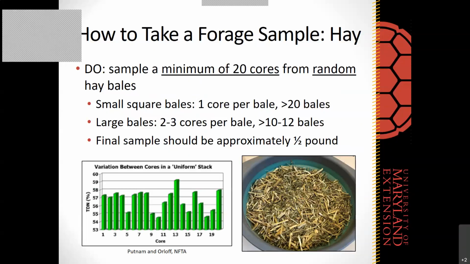And then the final sample should be, most labs would like around a half a pound. So if you have too much when you take all those different cores, then you can mix that all together really well and take a subsample so you have the right amount to send to the lab.